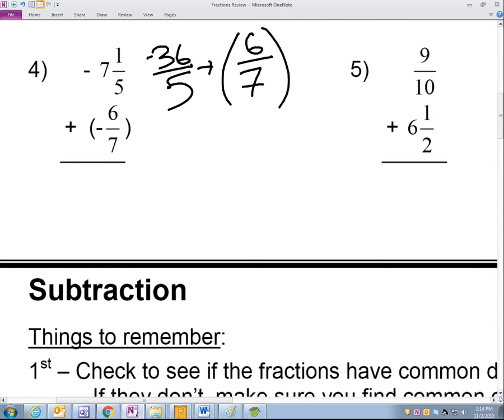I need to find a common denominator with 5 and 7. And I think of my multiples of 7. Okay, 7, 14, 21, 28, 35. Darn, none of those share a common multiple until 35. So what I had to do with this one is I had to multiply this by 5. So I'm going to multiply this by 5. I'm going to multiply this by 7. I'm going to multiply that by 7.